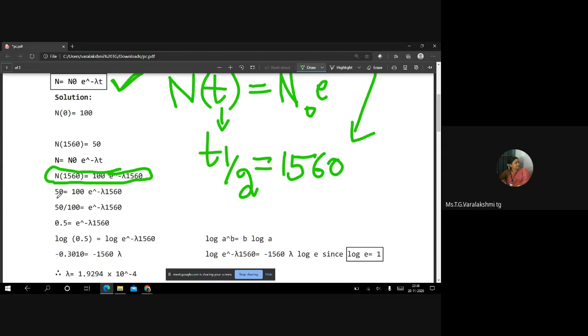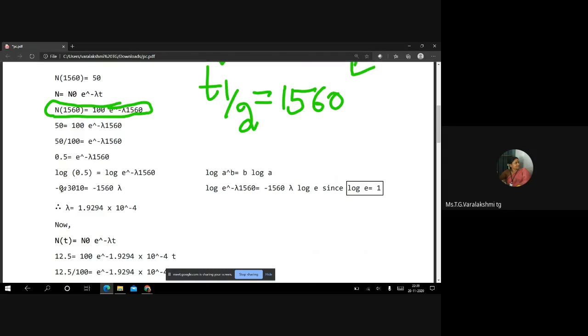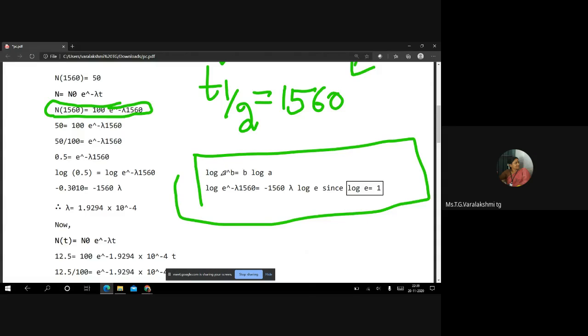As usual, you bring 100 to this side because you are going to find the lambda value. After doing all these things, you will have an exponential expression. To solve an exponential equation, just take log on both the sides. You will have it like this. Log of 0.5 is minus 0.3010, is equal to this thing, right? You should know this formula. In the general formula, you must know log a to the power b is b log a.